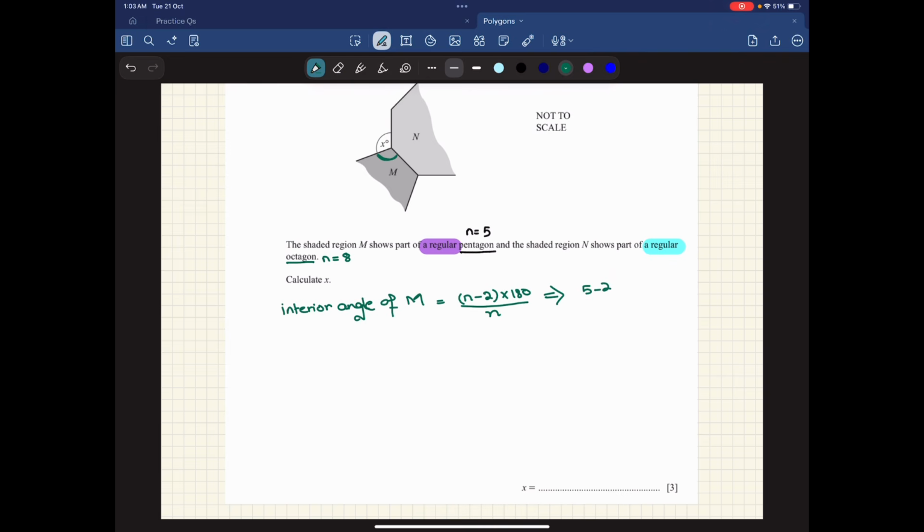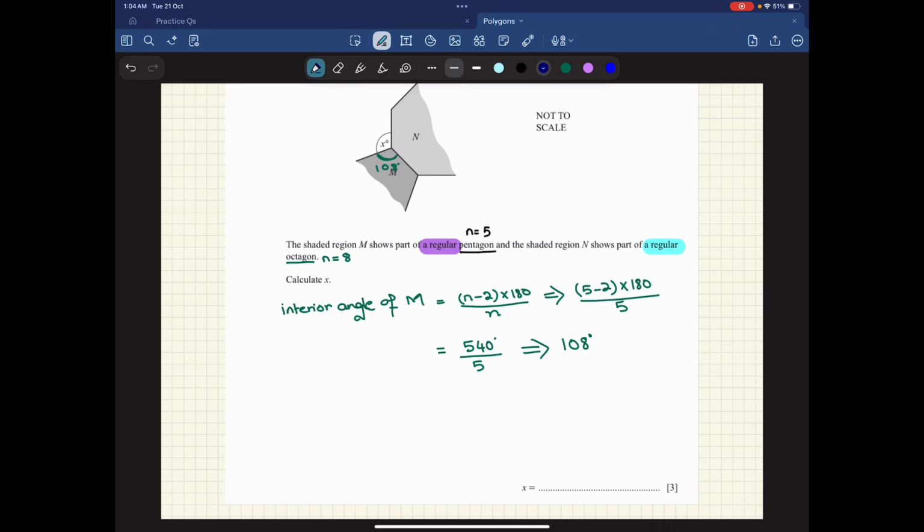5 minus 2 into 180 divided by 5. So 5 minus 2 is 3. 3 into 180 is 540 divided by 5. So the value of each interior angle of a regular pentagon is 108 degrees. Okay, so this is 108 degrees.